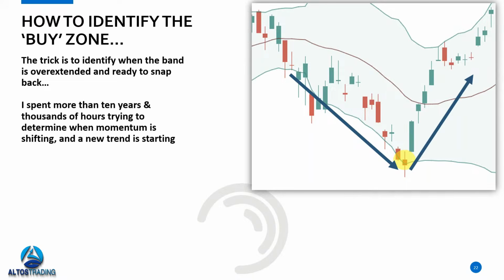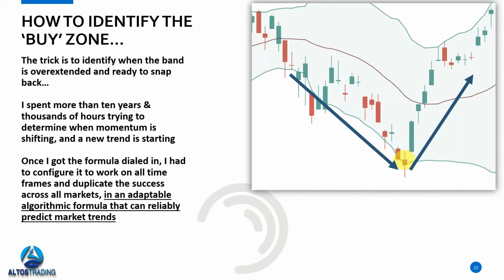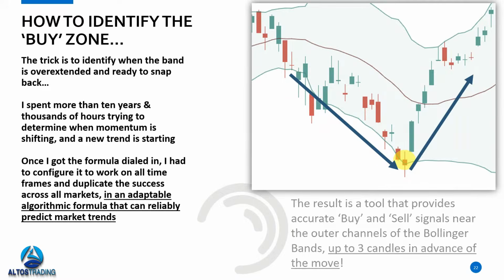Okay, I used to do this all manually using things like price action, candlestick patterns, support levels. So I was using a lot of guesswork and intuition. And I found that I was missing a lot of the buying opportunities or getting in too late. So I spent well over a decade and thousands of hours trying to determine when momentum is shifting and a new trend is starting. And ultimately, I got a formula dialed in where I could configure it to work on all time frames, all markets, in an adaptable algorithmic formula that can reliably forecast market trends.